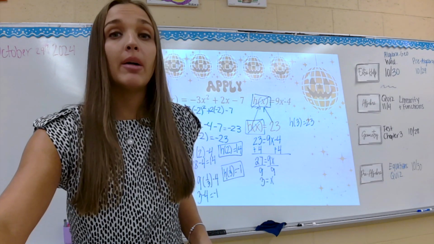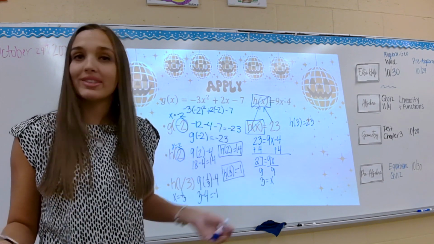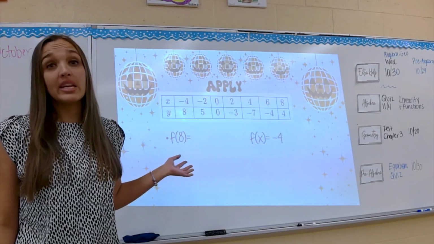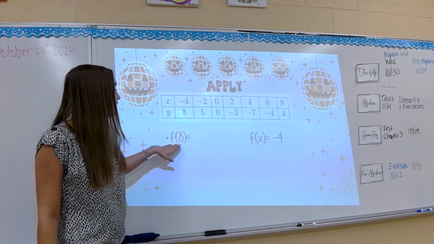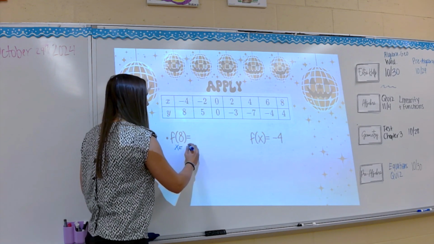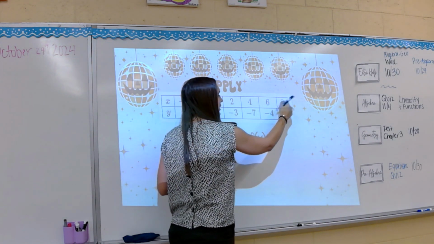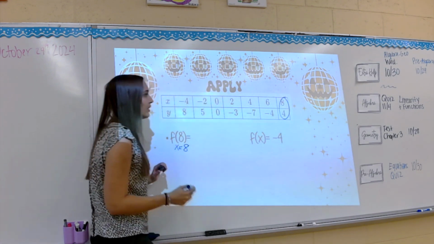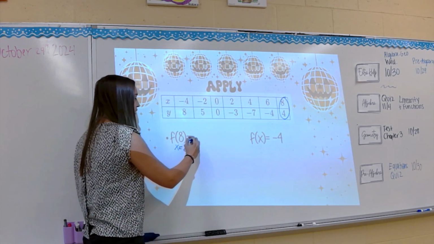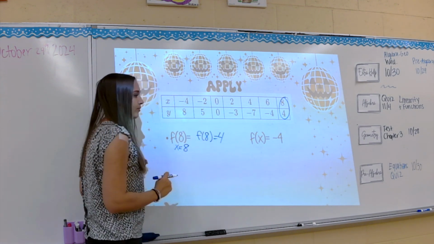Let's take a look at another problem of a different way that we can do this using a graph, a table. Let's see what to do. So now we're given a table, and we want to look. We have f of 8. Like before, we saw this is when our x equals 8. So I look, my x values. My x equals 8 right here. When my x equals 8, my y equals 4. So I'm going to say f of 8 when my x is 8 equals 4.